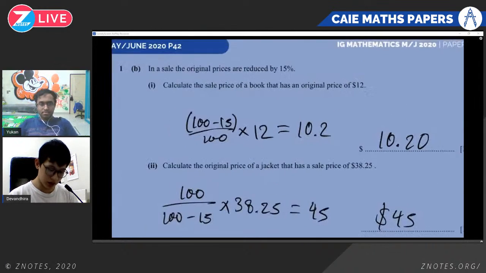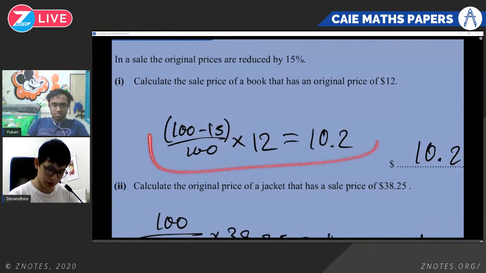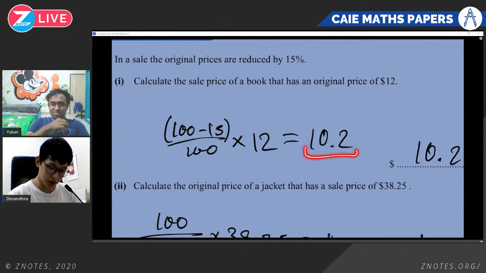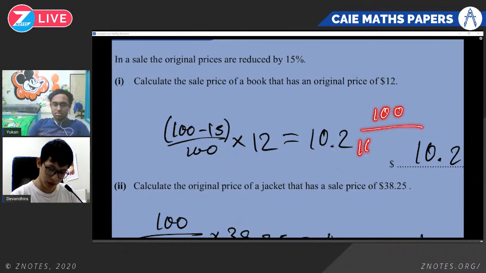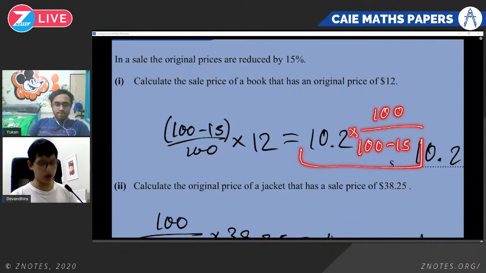The reason is, let's take a look at this equation again. This is the discounted price, and this is the original price, correct? If I move this to the other side, it's basically 100 over 100 minus 15 multiplied. The right hand side represents how you can count the original price from the discounted price.